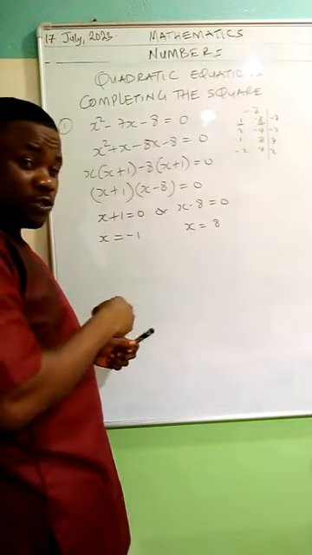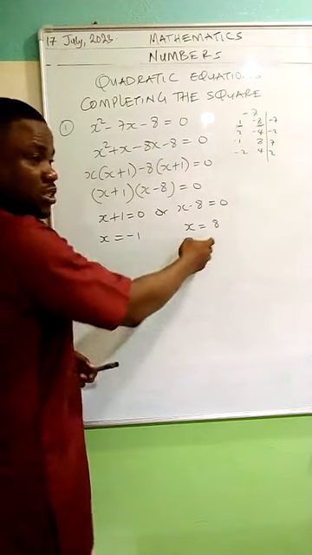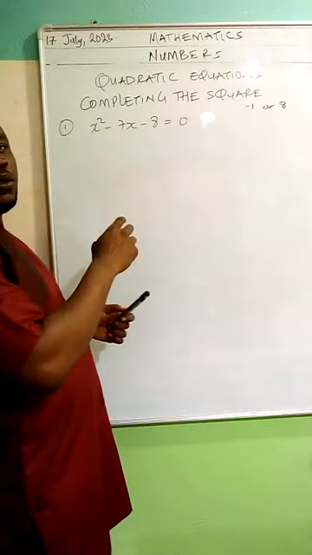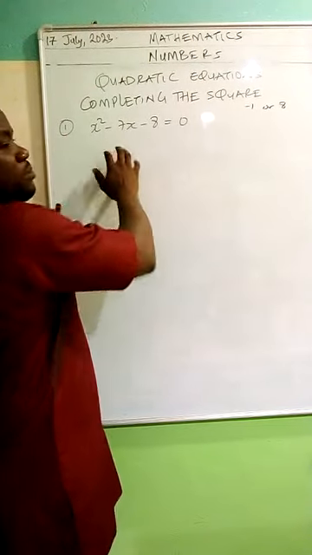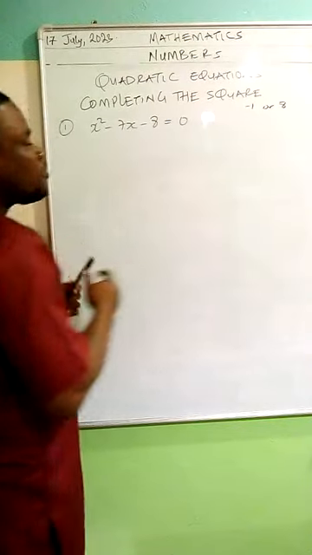I'm going to solve the same question by completing the square. Is that okay? x is minus 1, and x is 8. Alright? So we have seen that solving this by factorization, x is either minus 1 or 8. Let me solve by completing the square.